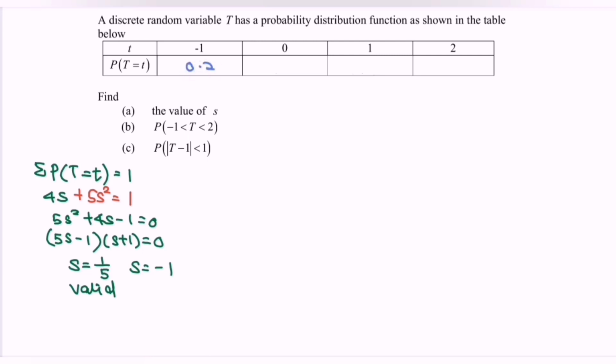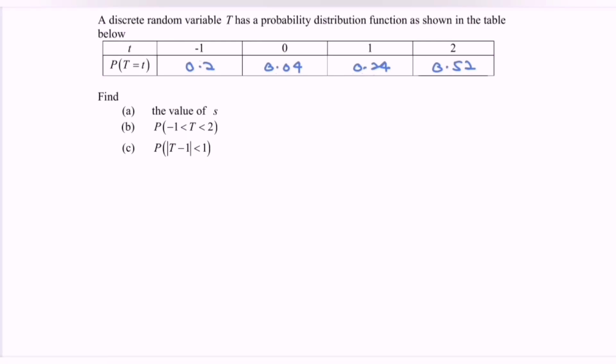For the 0, we have S squared. So if we square the 0.2, we will have 0.04. As for the 1, we have S squared plus S, so our answer will be 0.24. As for the 2, we have 3S squared plus 2S, so we will have 0.52.